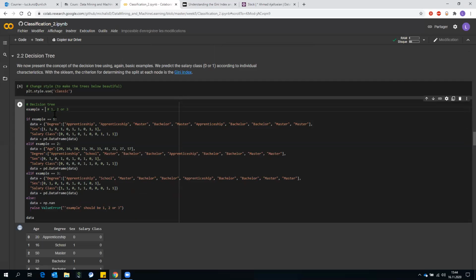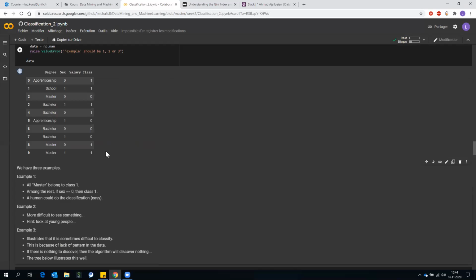Third example. The third example shows a case where there is basically no pattern in the data. For instance, if you would like to classify in this case, apprenticeship is 1 and 0, you cannot split, so it's basically not so good. Bachelor is 1, 1, 0, 0, which is not so good. Master as well, 0, 1, 1, and school, okay, school, why not? And the same for sex, so you have 0, 1, 1, 1, 0, 0, 1. So there is no clear pattern in this example.